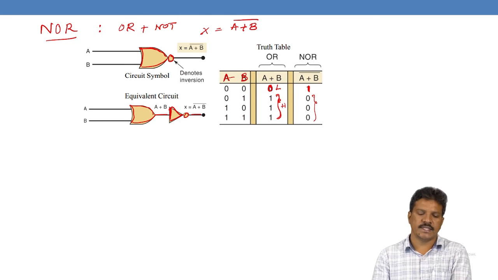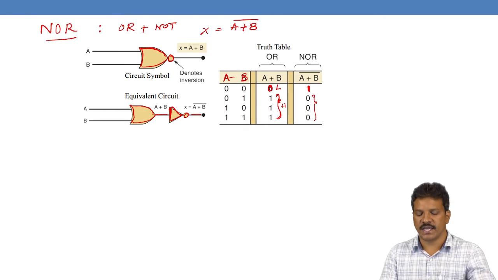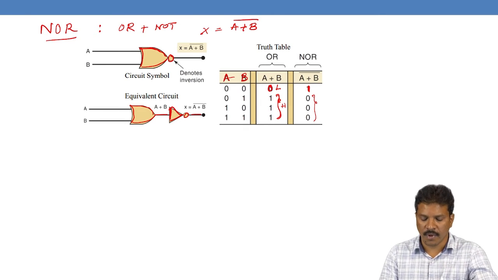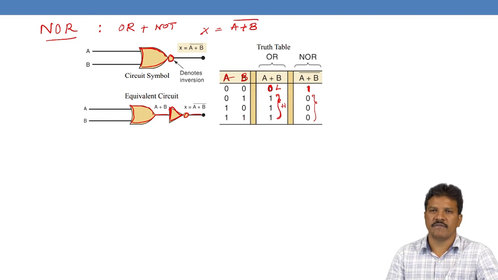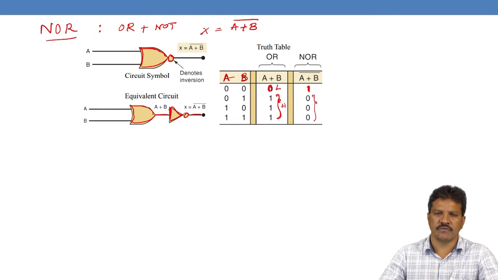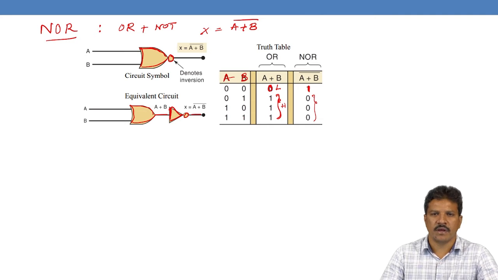So these are the universal gates and basic gates. These logic gates can be represented with Boolean functions. If you take any Boolean function, we can build it with the help of basic gates and universal gates.